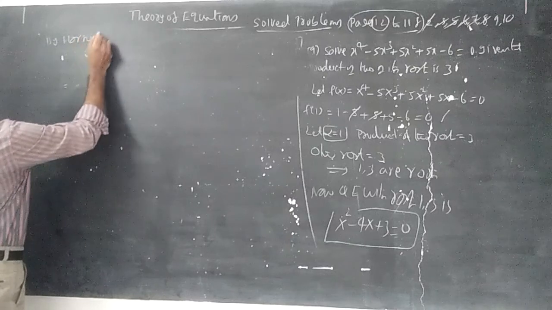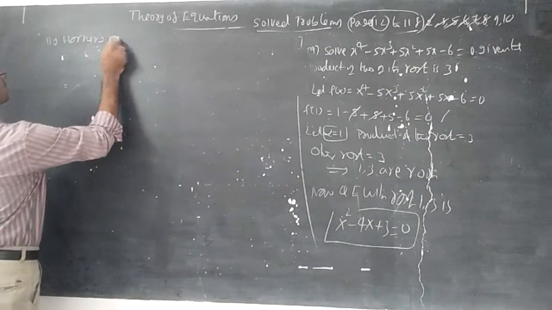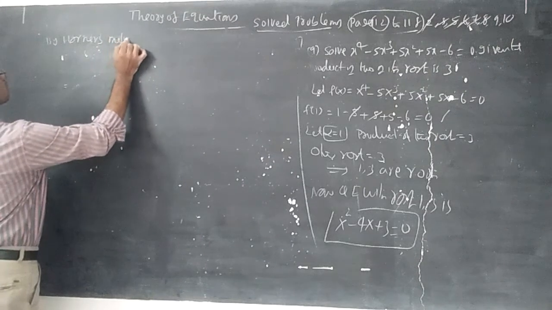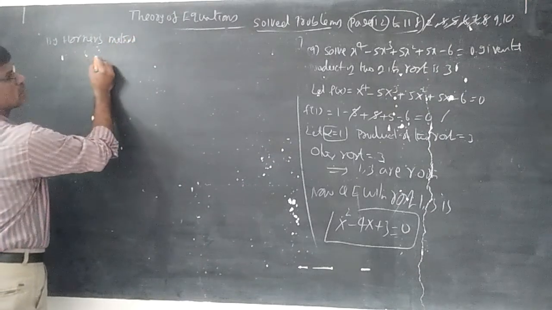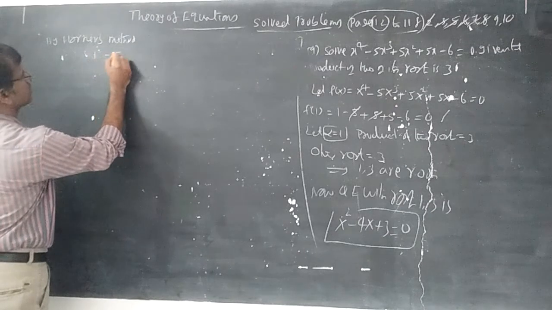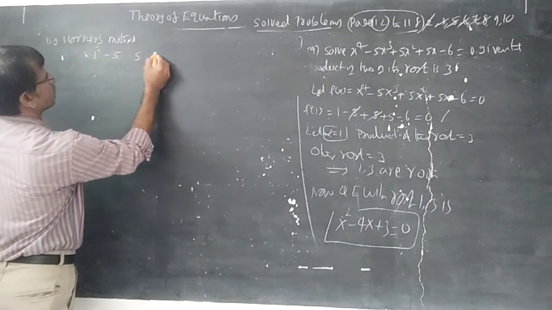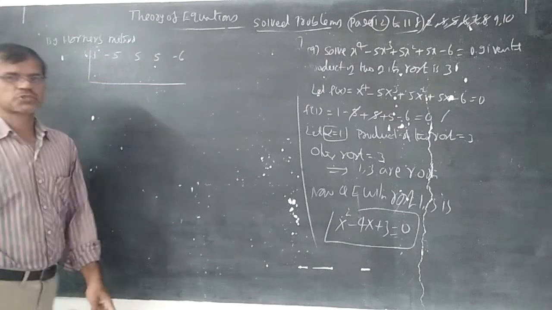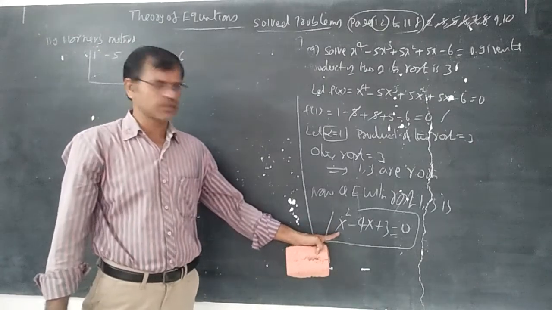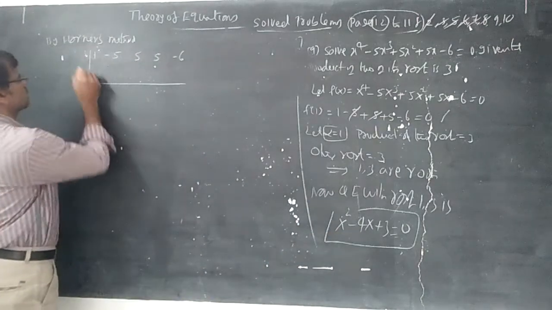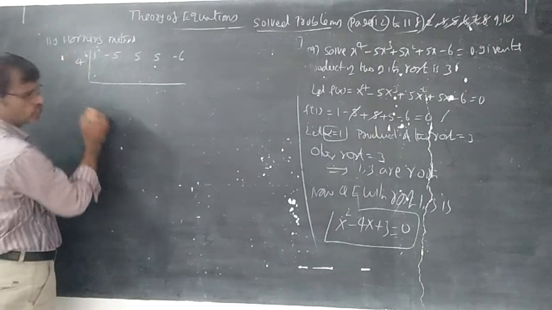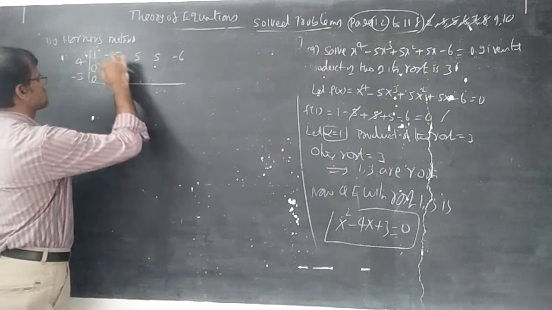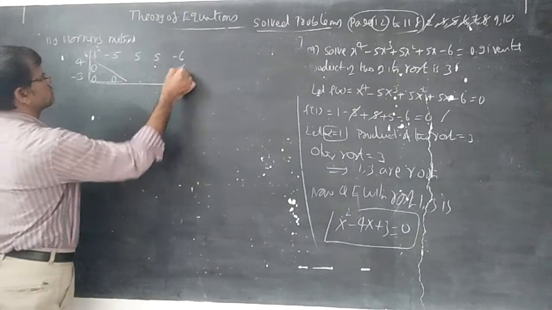By Horner's method, 1, minus 5, 5, minus 6. Put like this. Students, we are doing the division with the quadratic equation. So for minus 4 put 4 and for 3 put minus 3 here. Put the triangle 0 here and put 0 here.